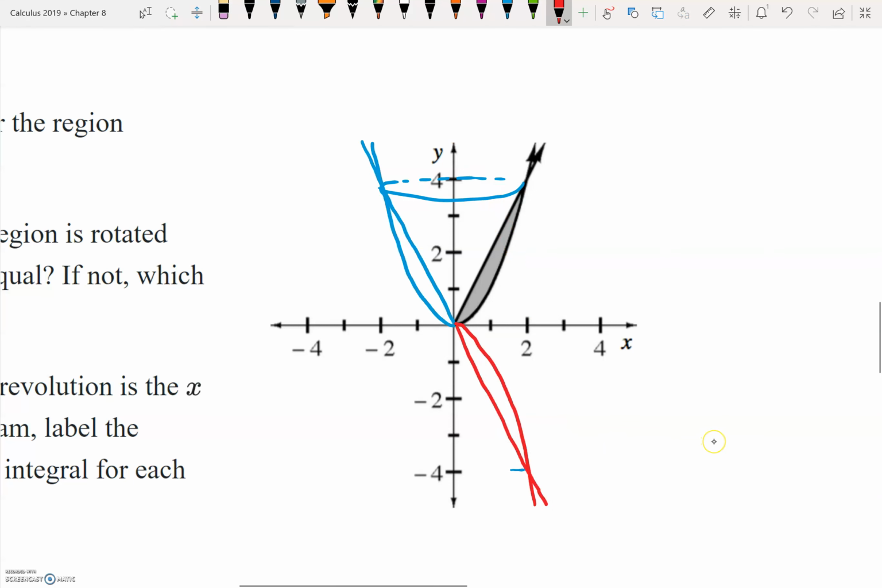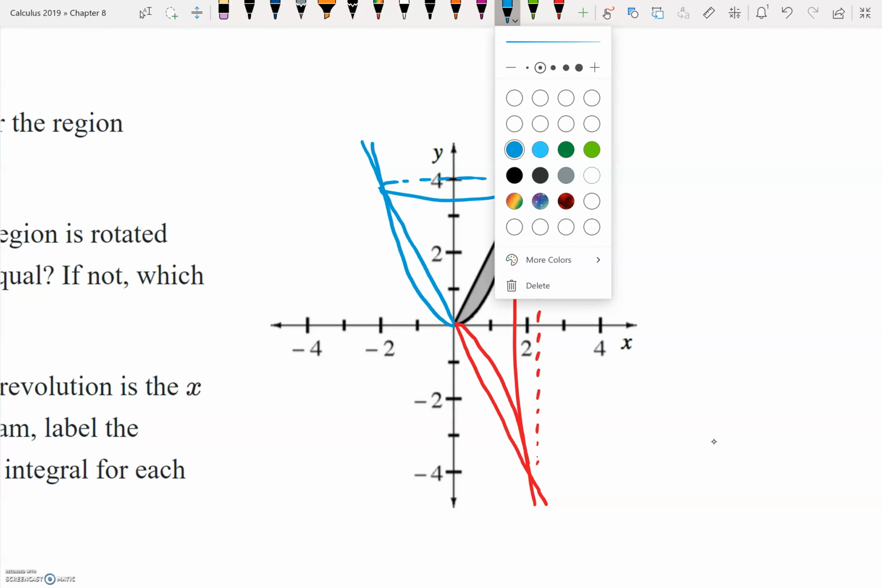This one's going to be a little bit harder for me to draw. Hopefully we can get the idea of what these shapes are. Okay, so we have two different figures. Does it matter if we rotate our shaded region around the y-axis or the x-axis? Which one will produce more volume, or will it be the same?